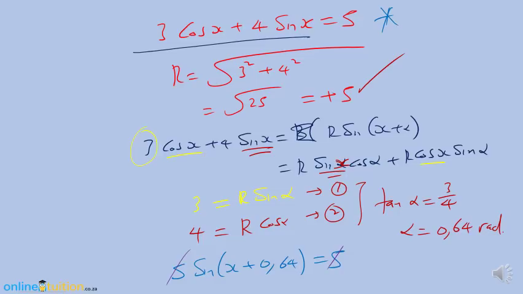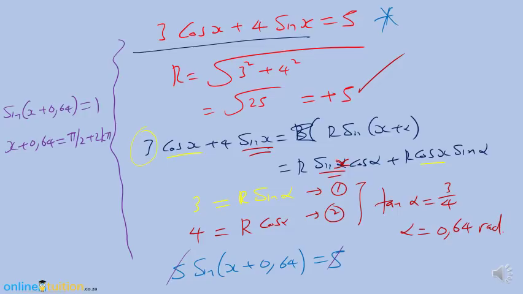And what we're solving for, look at this, guys. This is amazing. You should get goosebumps. We are solving sine of x plus 0.64 equals 1. And come on, we all know how to solve that. We know that's going to be pi by 2. So that's going to be x plus 0.64 equals pi by 2 plus 2k pi. So finally, what is x? Pi by 2 minus 0.64 plus 2k pi.